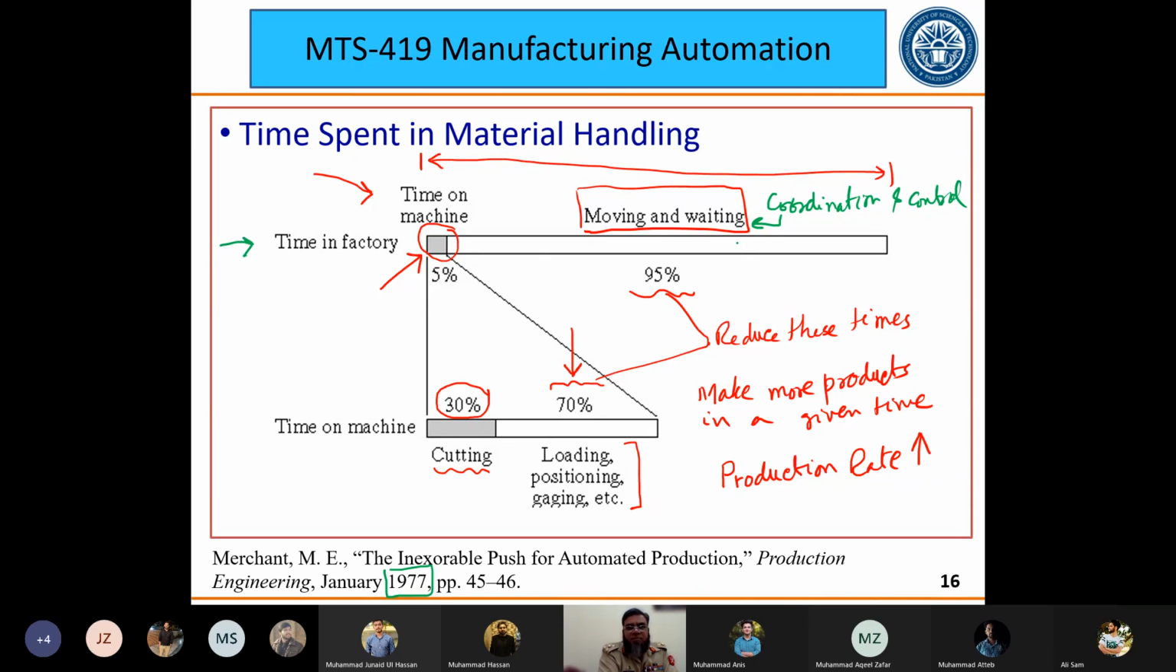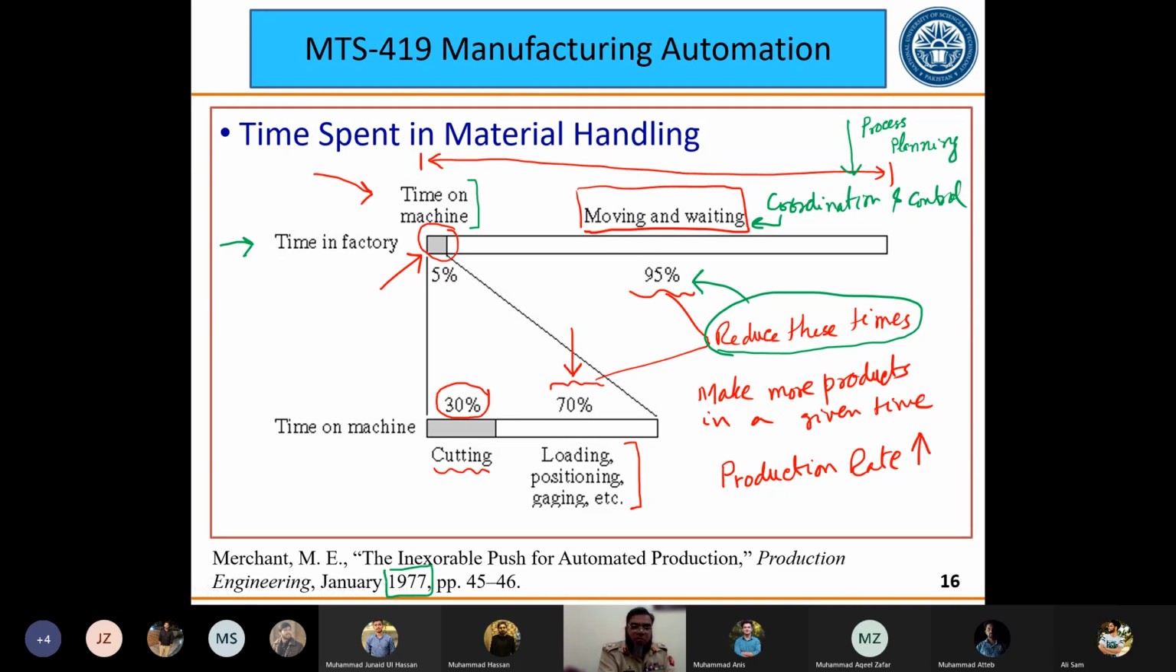This is the total time which is spent by a material in the factory, and you can see that only 5% of the time is spent on the machine. Only 5% of the time is spent on the machine, and 95% of the time is used in moving and waiting. So what we need to do is reduce this 95% of the time. In order to increase our productivity, we need to reduce the time which the part goes through while moving and waiting. This can be done with the help of coordination and control, which is also called process planning.